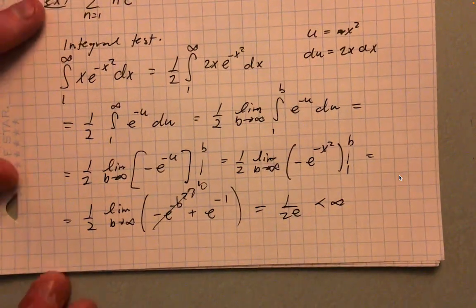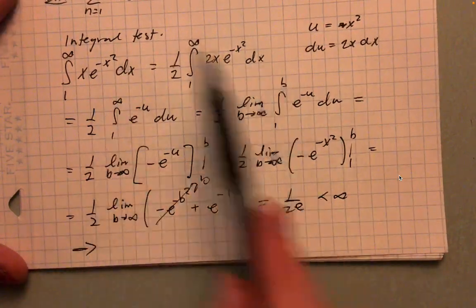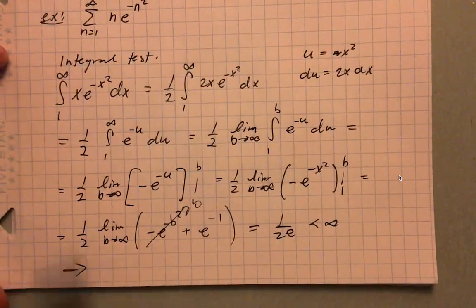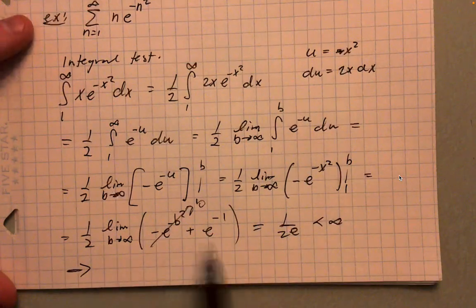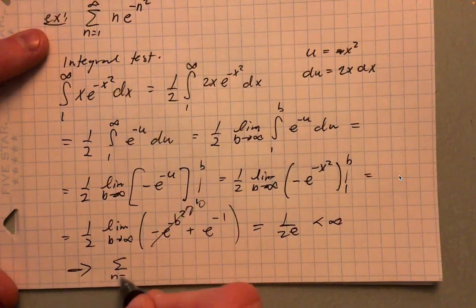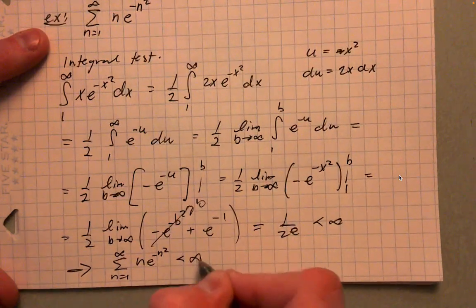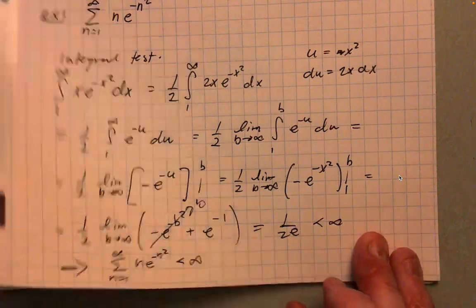So it's a finite number, and so the integral test says that, first of all, these terms are positive and decreasing, and the integral converges, and so the series must converge as well. So the series from n equals 1 to infinity of n e to the negative n squared is less than infinity as well. Okay. Excellent, excellent, excellent.